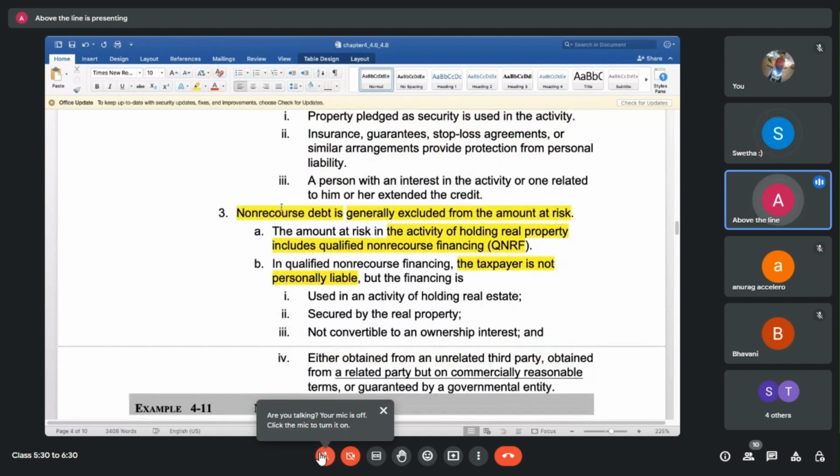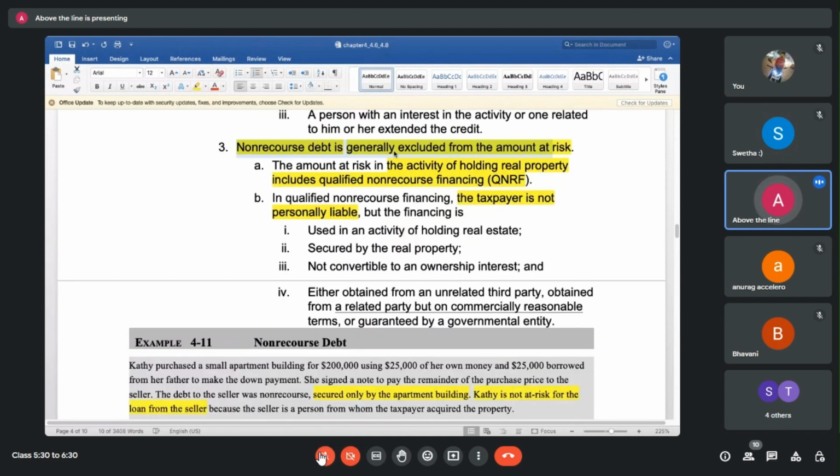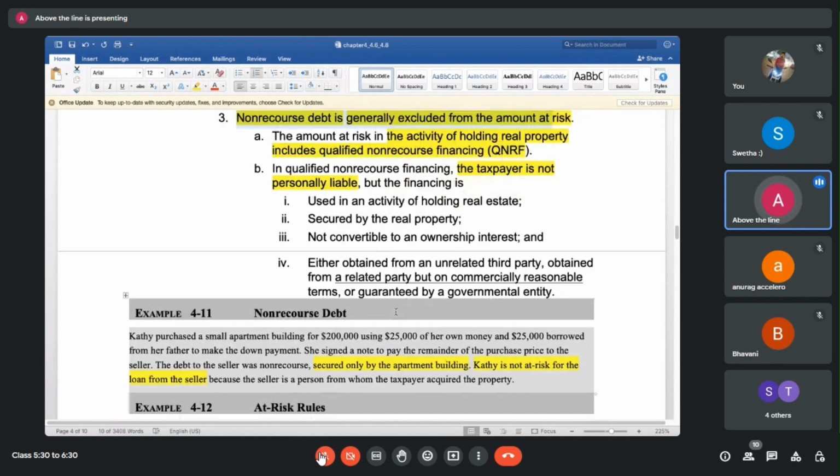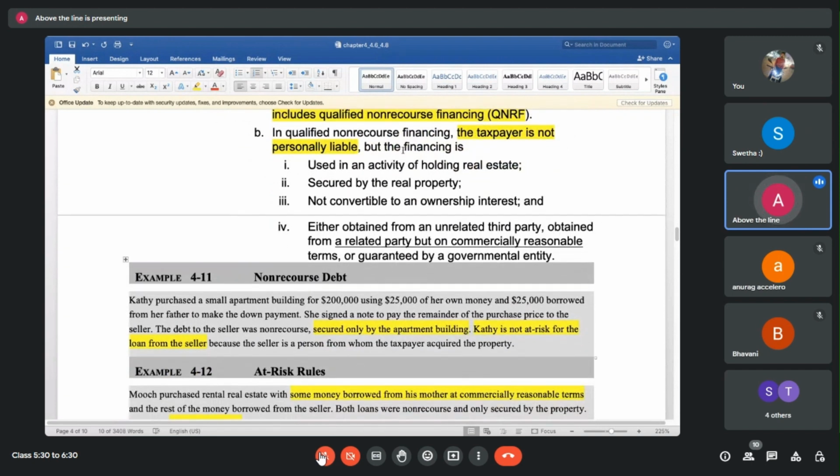So what they're saying is non-recourse is generally excluded from the amount at risk, but there are certain conditions when it is still non-recourse but will be considered at risk if certain other conditions are satisfied. Especially when we are talking about real estate.